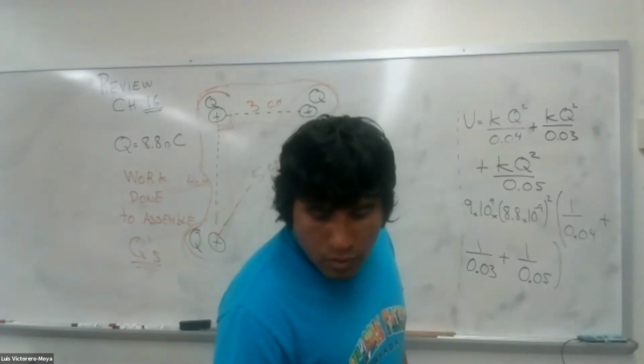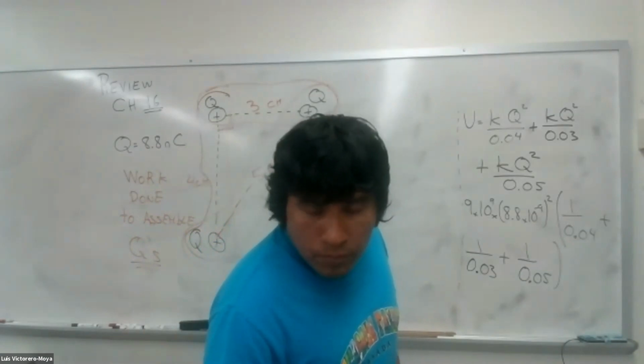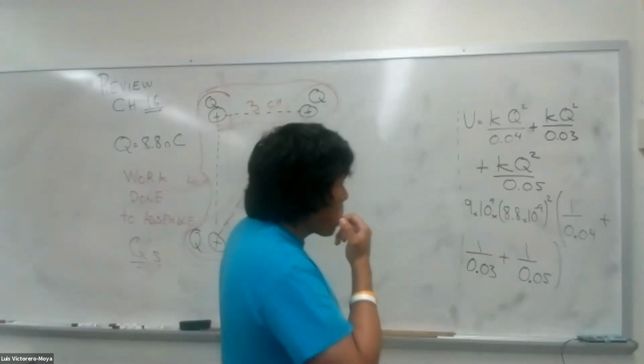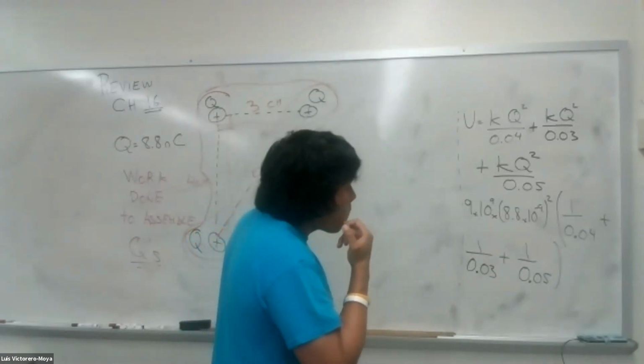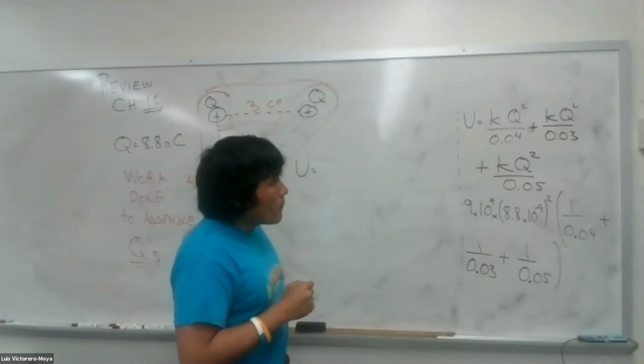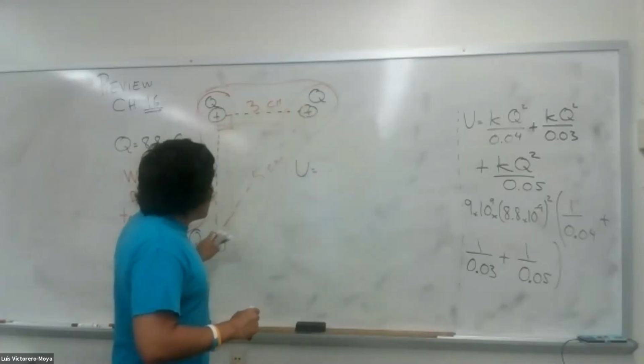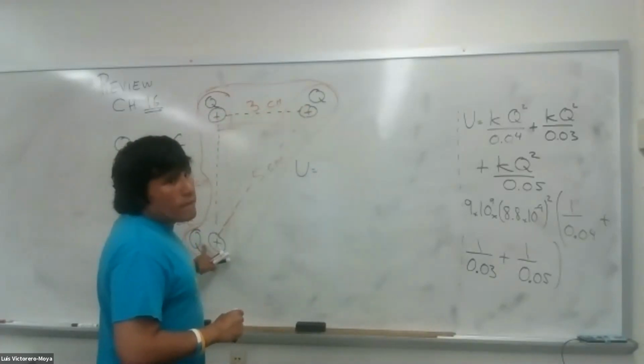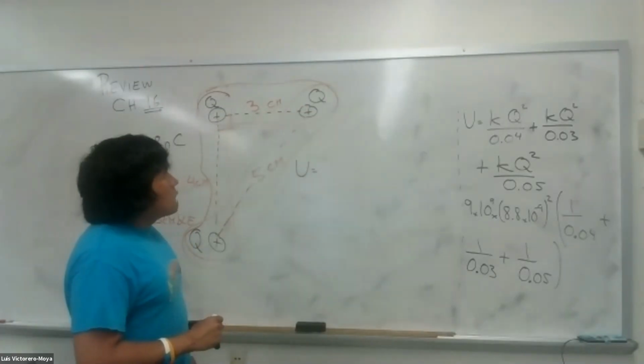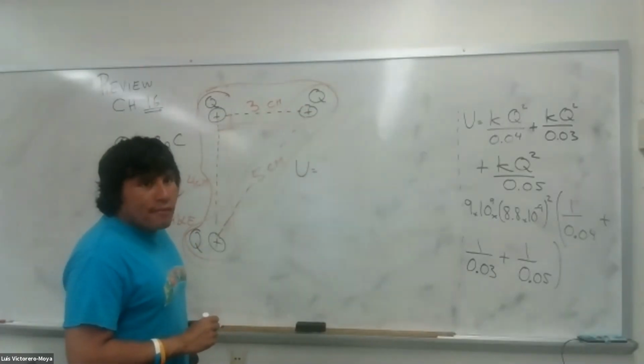Professor, I have a question. For the formula we have K Q1 Q2 divided by R. So why do we do Q squared? Is it only because this is the same Q? Q, Q, Q. Oh, okay. And so we need all combinations of that. Yes, all combinations. Okay. That's why you have Q squared.